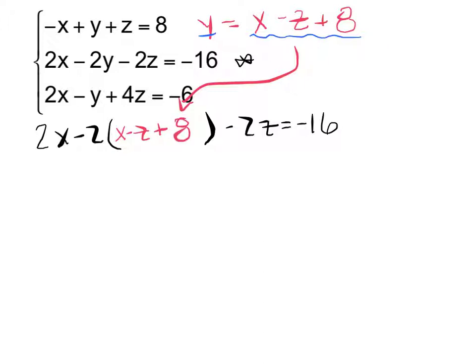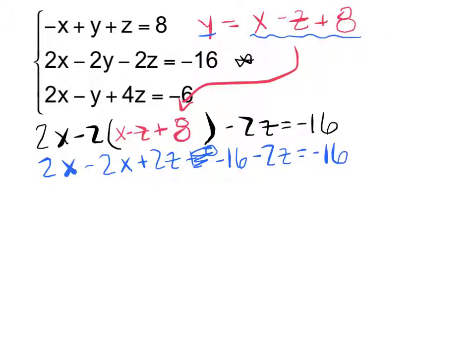Now we need to use our basic solving skills, so we're going to distribute. Oops, that's not plus 8, it's minus 16. Alright, now we're going to combine like terms. 2x minus 2x, positive 2z, negative 2z. I'll leave the 16 there for now. So 2x and negative 2x cancel each other out. 2z and negative 2z also cancel out. So I'm left with negative 16 equals negative 16.